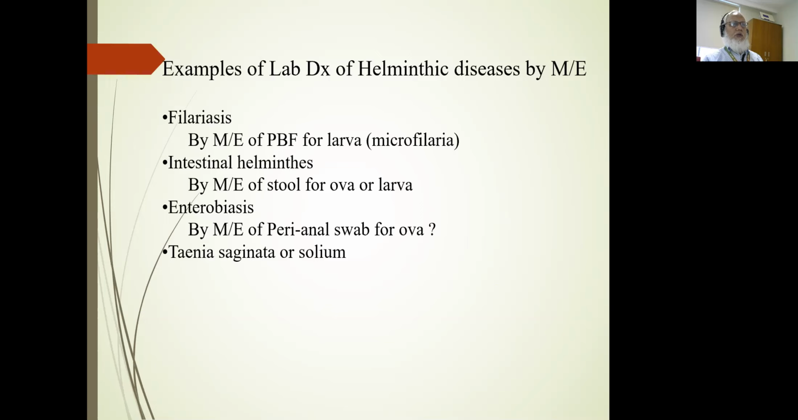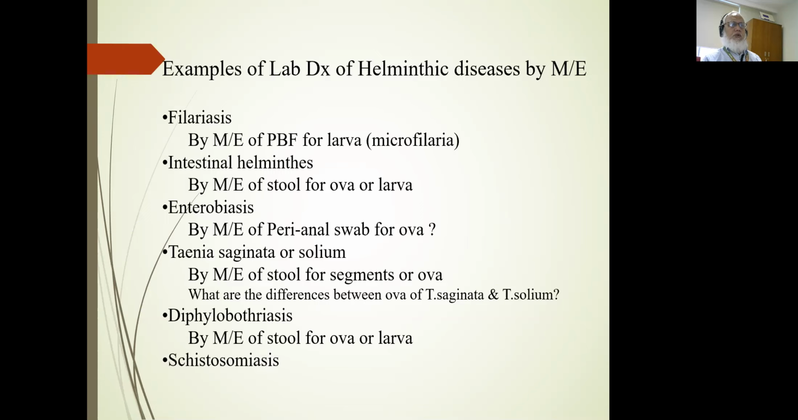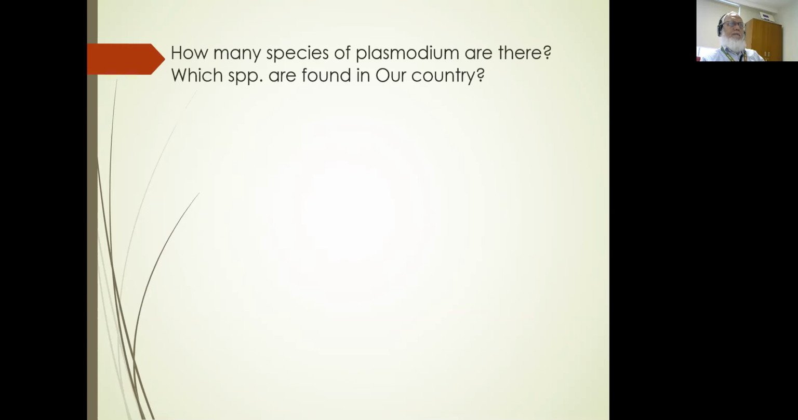Taenia saginata or solium can be diagnosed by microscopy of stool, where segments or ova both can be found. Taenia saginata and solium cannot be differentiated by ova. They are differentiated by segments. Diphyllobothriasis can be diagnosed by microscopy of stool for ova and larva. Schistosomiasis, microscopy of urine or stool, depending on the type of the schistosomiasis.